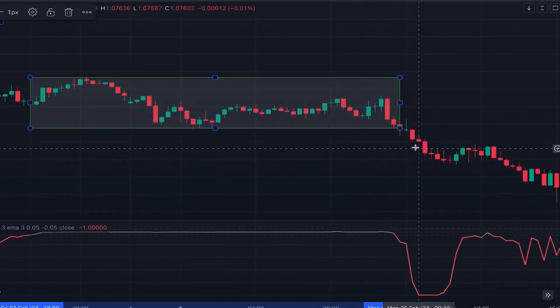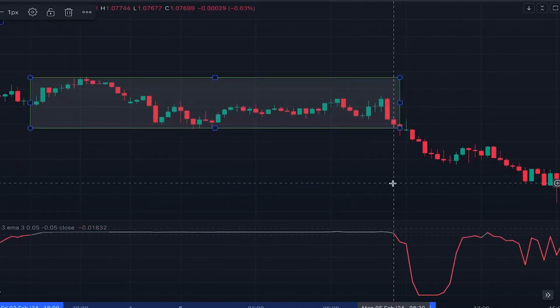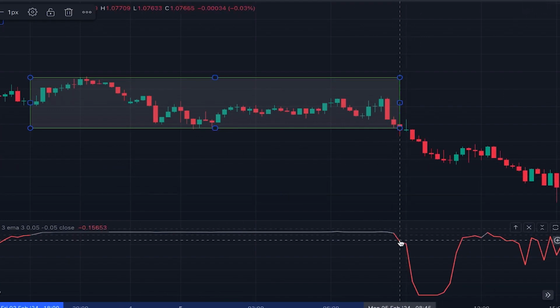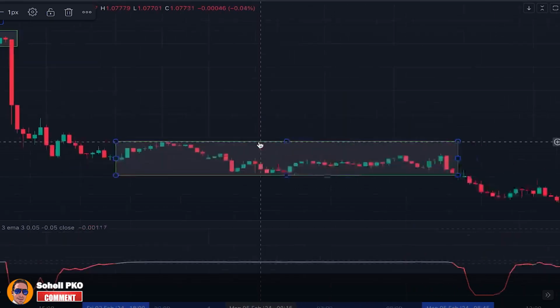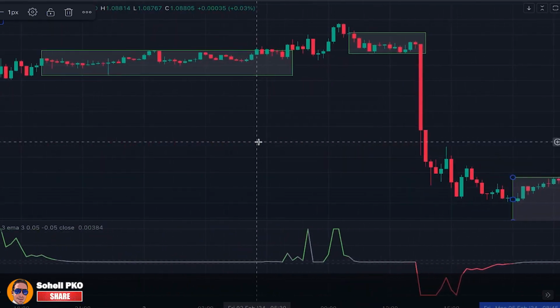Then the range was broken and we had declining of the price, and this indicator is also perfectly giving us the signal by turning to red, showing that we have increased downside momentum. As you can see, this indicator is effectively showing us when the market is not trending.